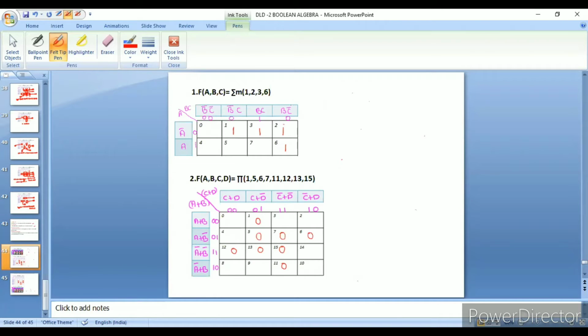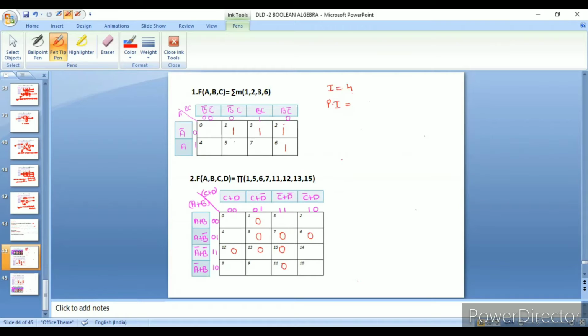First of all, we need to find for the first problem. It is given in minterms: summation m of 1, 2, 3, 6. First of all, how many implicants are there? 1, 2, 3, 6 means total 4. 4 implicants are there. Next, prime implicants. How many prime implicants are there in this problem?